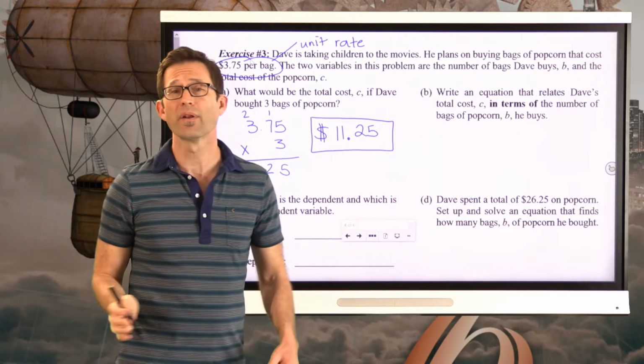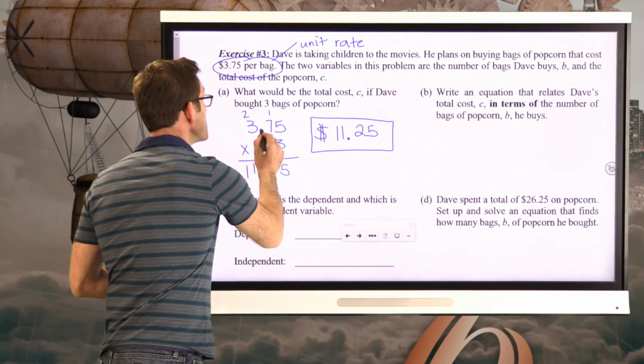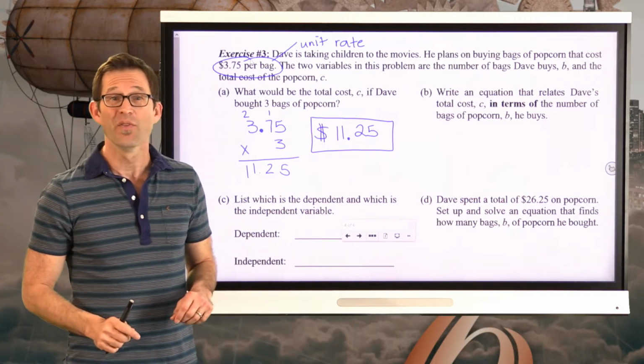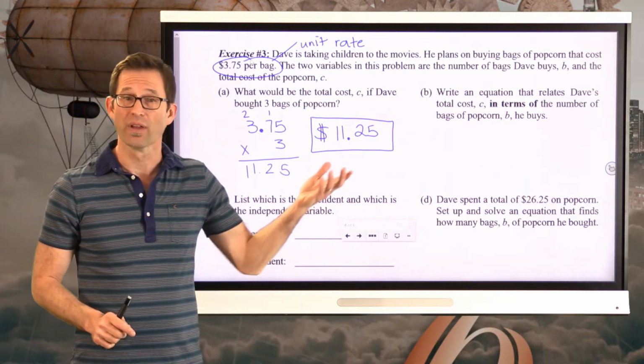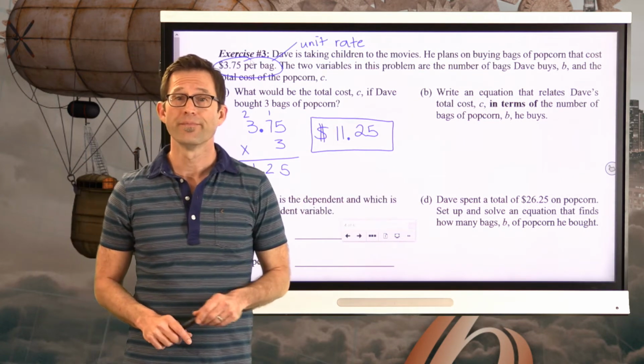Right? Simple enough, and it makes sense, right? I mean, if he's spending $3.75 per bag, and he's got 3 bags, then it should be $3.75 times 3 to give $11.25. Now let's take a look at letter B.